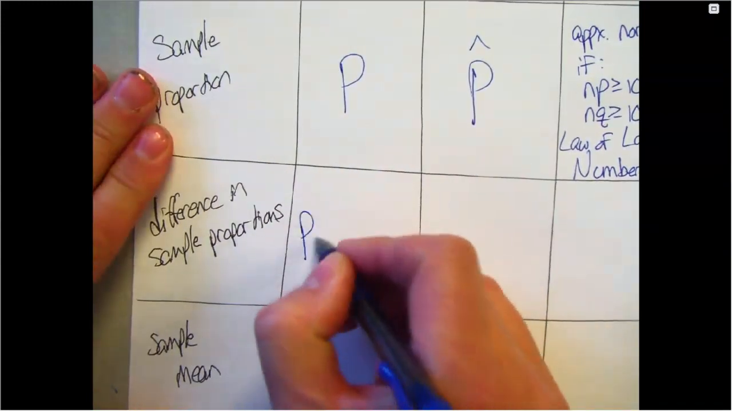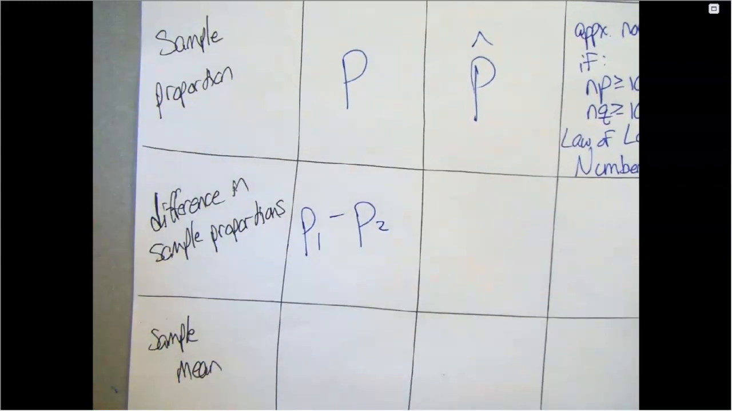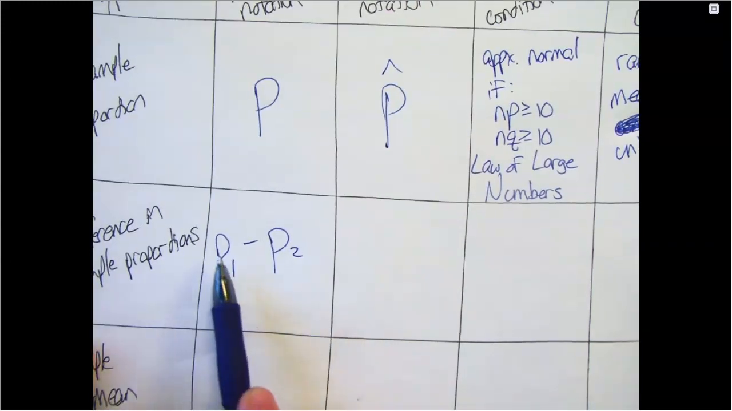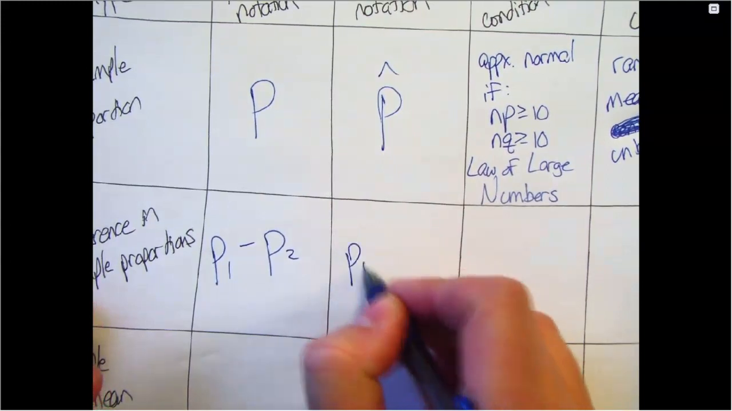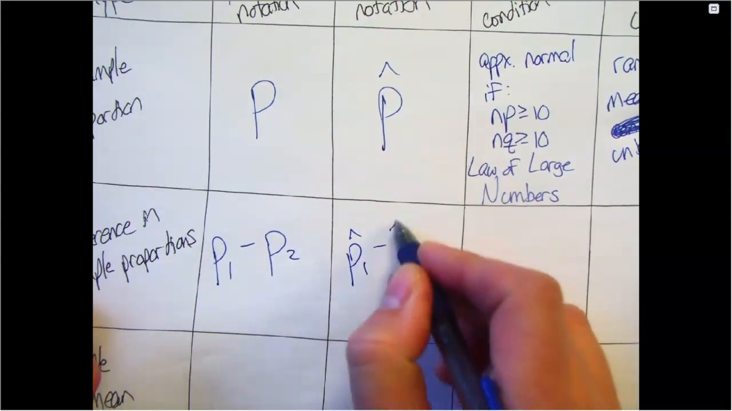Okay, second row. Difference in sample proportions. That's P1 minus P2. So we're comparing two things: the proportion of juniors that have a job versus the proportion of seniors that have a job. If we're dealing with the population, there's no hat. If we're dealing with the sample, you would just put a hat on both.